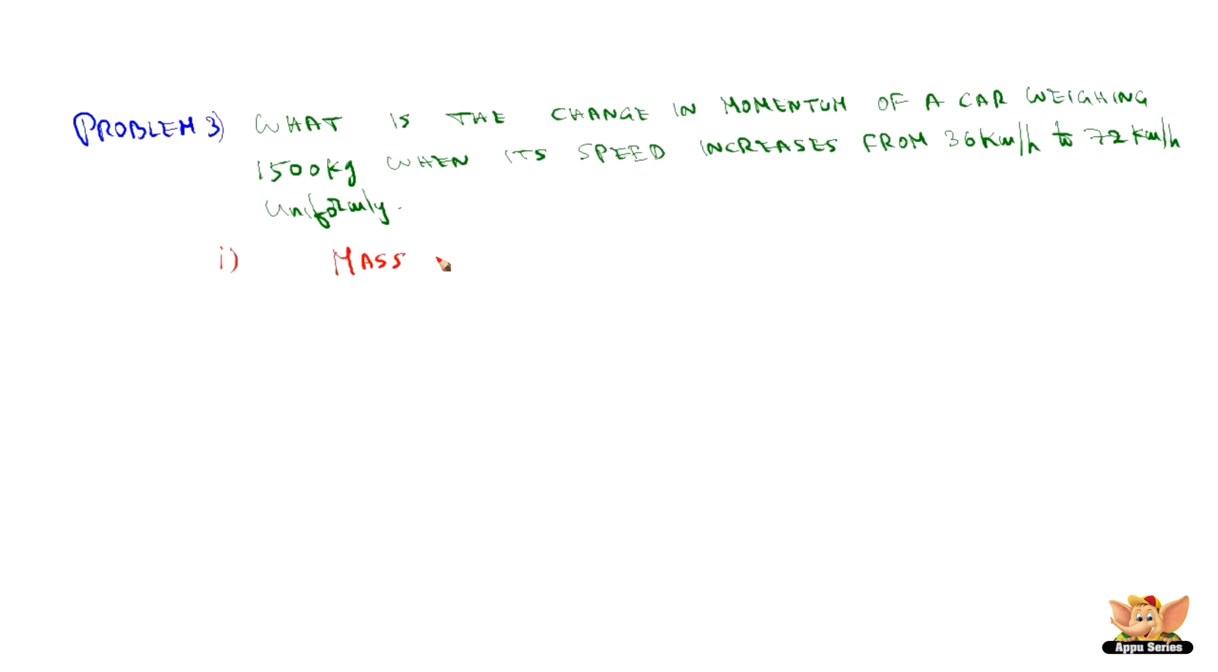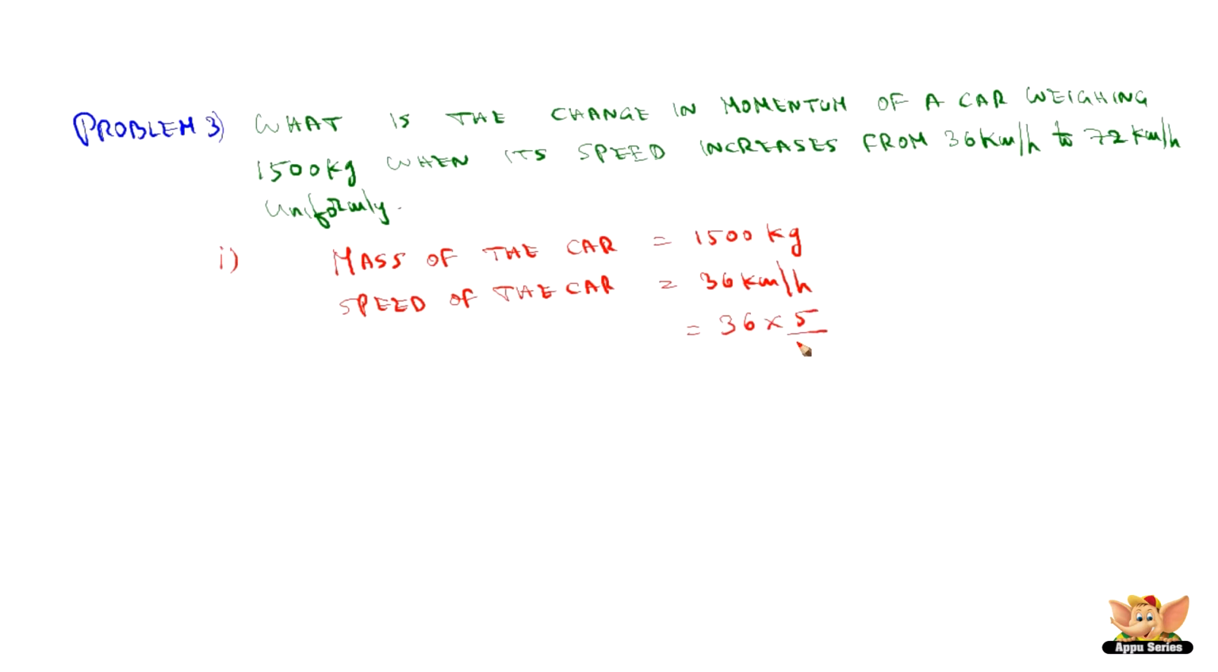So the given parameters are mass of the car, which is 1500 kg, and speed of the car, 36 km per hour. For momentum, we need to have velocity in terms of meters per second. So we'll convert this into meter per second. So this becomes 36 into 5 by 18 meter per second, since 1 kilometer per hour is equal to 5 by 18 meter per second. So now on cancellation, we will get 18 ones, 18 twos. So this becomes 10 meter per second.